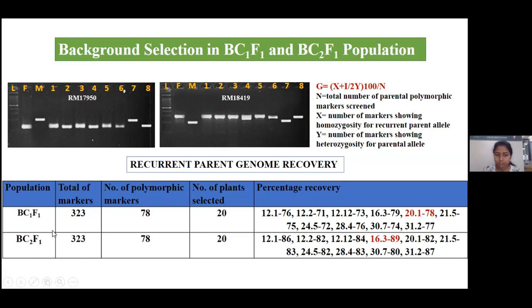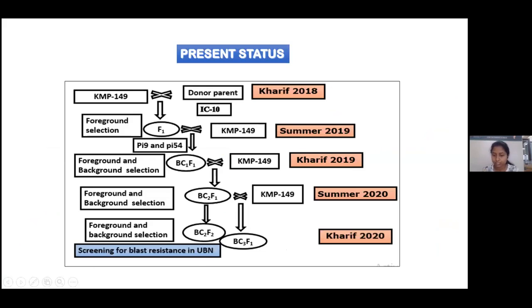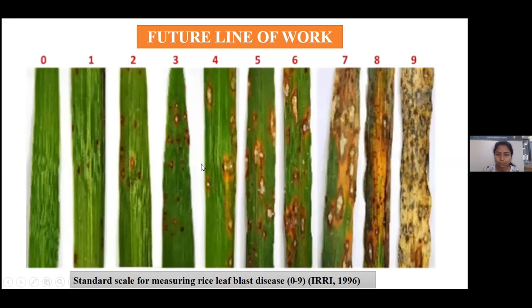Here also we have done the identification of blast resistance genes, and we have calculated the recovery percentage, and it is 89%, thus indicating that backcrossing will ultimately increase the recovery percentage of the female. Presently, I'm in the BC2F2 generation, where I will be selecting the best plant on the basis of foreground and background selection. At last, the best plant selected here will be screened in the uniform blast nursery.